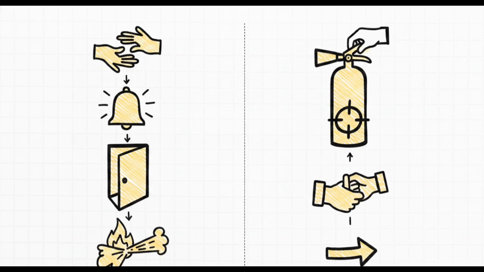Now, once you actually grab that carrying handle to fight the flames, you switch over to PASS. You pull the pin, breaking that seal we talked about, you aim the nozzle low, pointing directly at the base of the fire, you squeeze the lever evenly, and you sweep from side to side until the flames are completely out. You absolutely have to internalize these steps before you ever face a real fire.